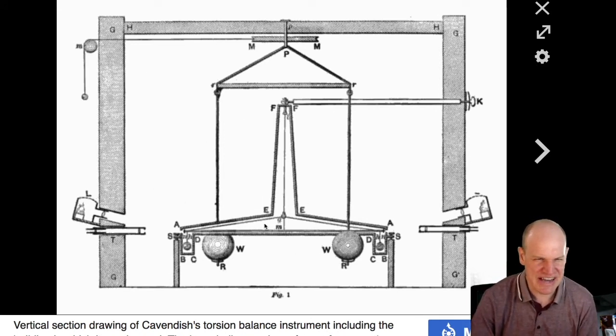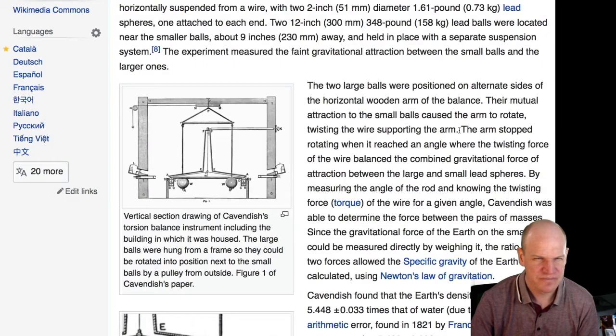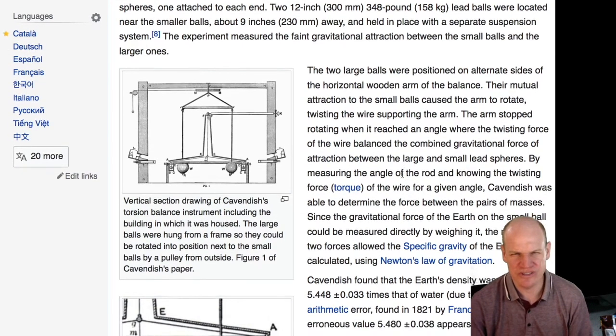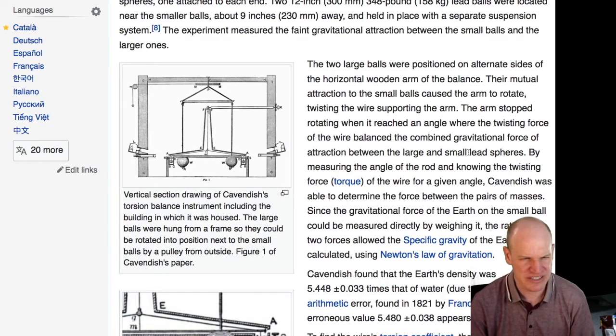So this is the Cavendish experiment, the design of the experiment. The two large balls were positioned on alternate sides of the horizontal wooden arm of the balance. Their mutual attraction to the small balls caused the arm to rotate, twisting the wire supporting the arm. The arm stopped rotating when it reached an angle where the twisting force in the wire balanced the combined gravitational force of the attraction between the large and small lead spheres. So they were lead, which is what I expected they would be.